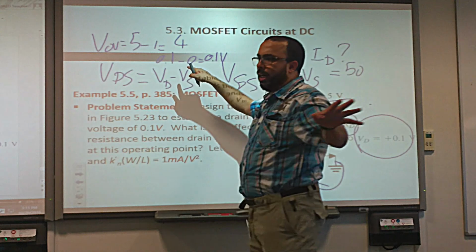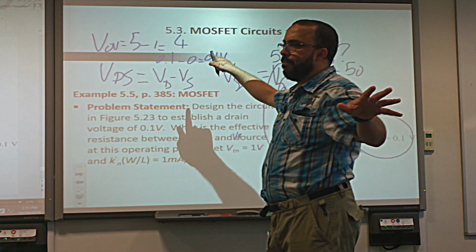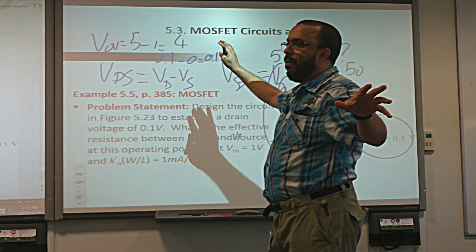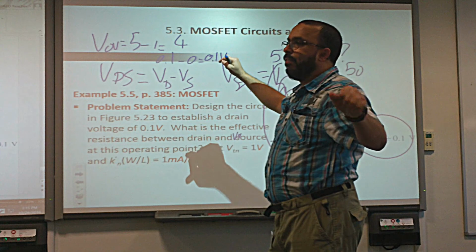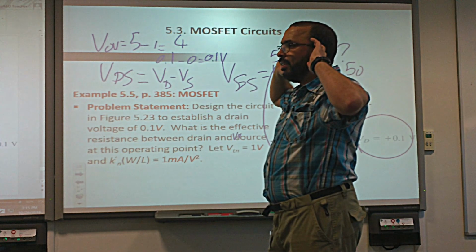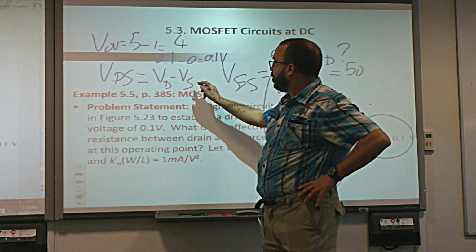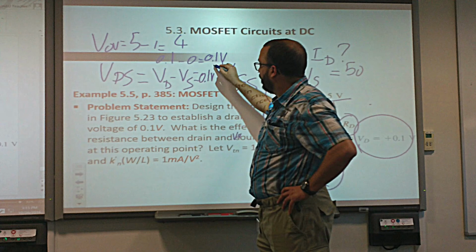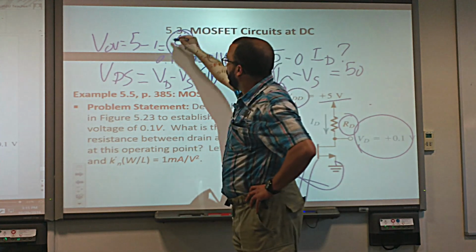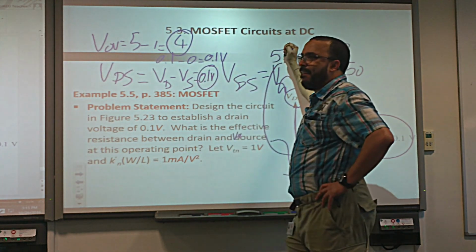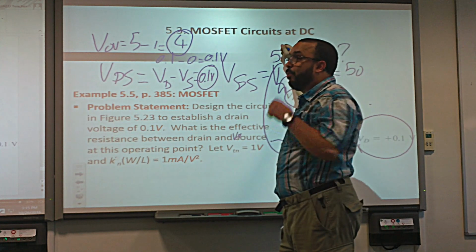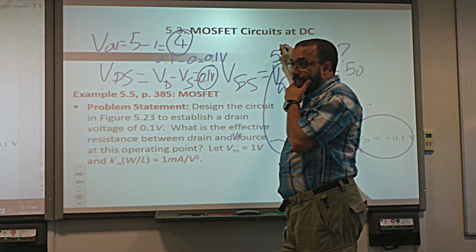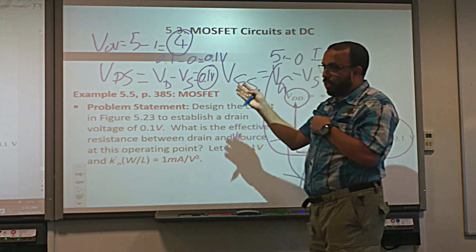So are we in triode or saturation? Saturation. Why? VDS is greater than V overdrive. Are you sure? VDS we found is equal to 0.1. The overdrive is equal to 4. Which one is bigger? So which region are we in? Not saturation. We call it triode.